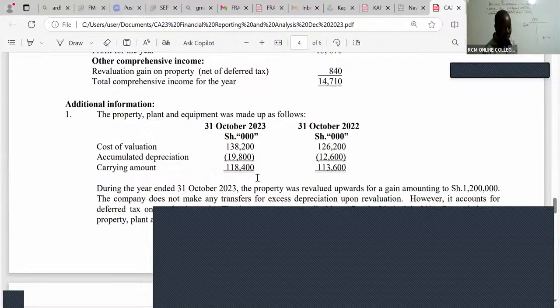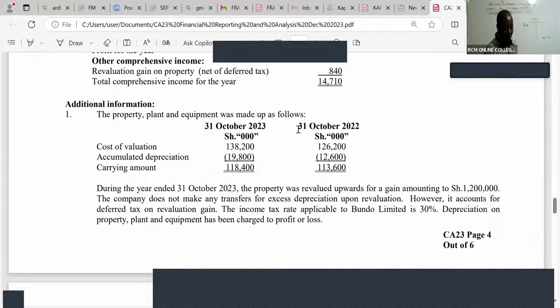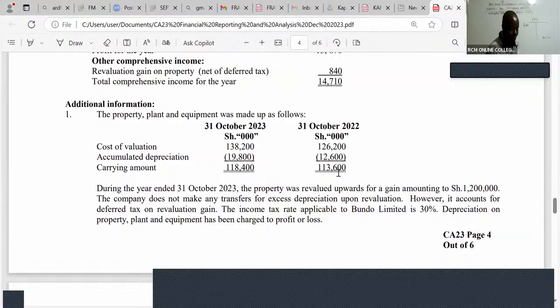Actually, it's even given here. You can see the property, plant, and equipment were made as follows. You can see 2022, the brought down is 113,600, and the carry down is 118,400. Remember, you work with net book values. If you want to do your PPE very well, always work with your net book values.